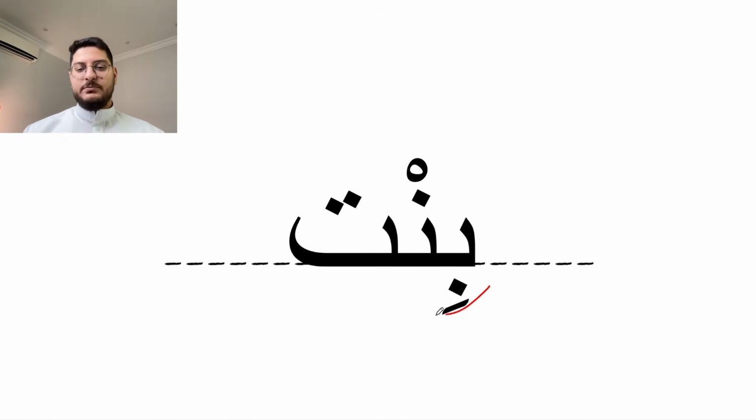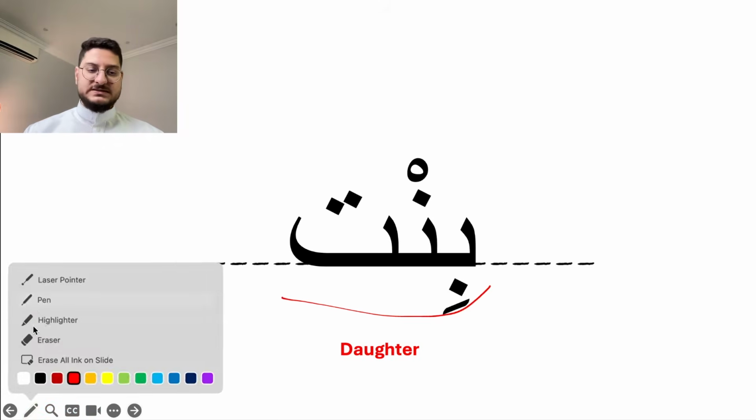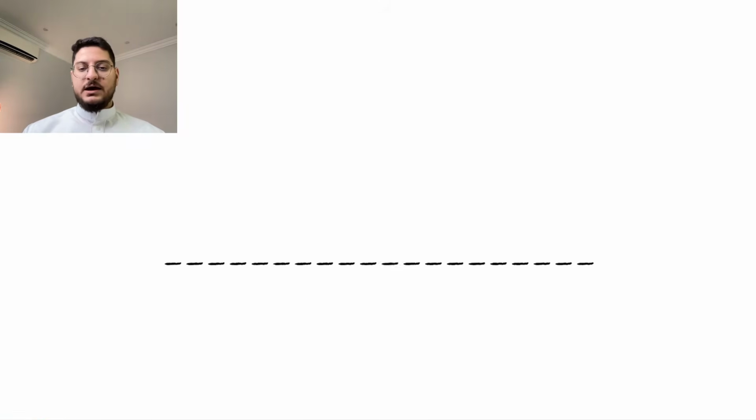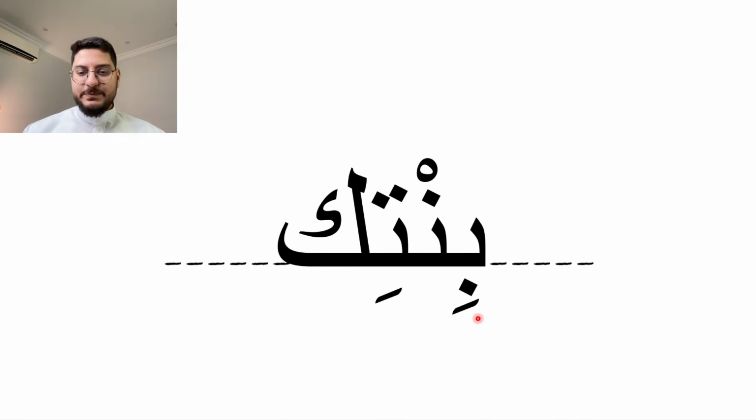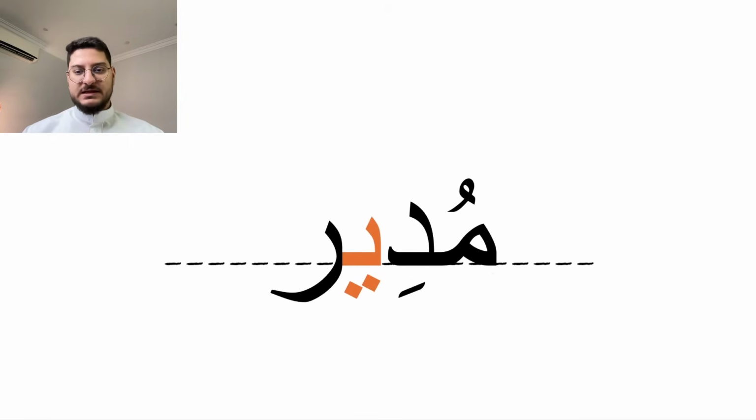Let's look at the next one. We have bint. And bint is a girl. It also means a daughter. Now, this one is bintik. Again, we're adding the ik to it and it makes it your daughter. Bintik.